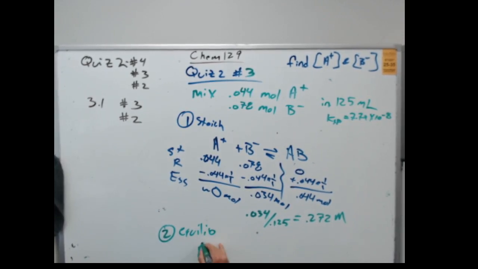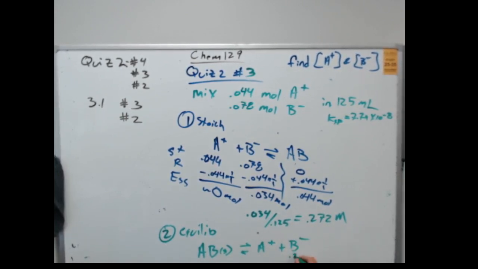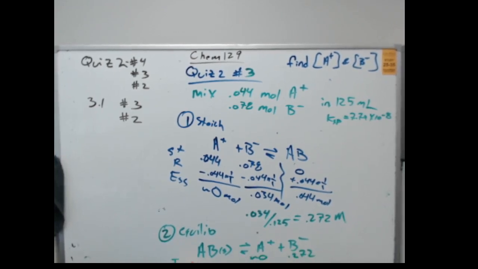Step 2, I look at the equilibrium of AB solid going to A plus B minus, where my B minus has a concentration from that leftover stuff. My A plus has that approximate 0. I have my initial, my change, my equilibrium, plus X, plus X. Why plus X?